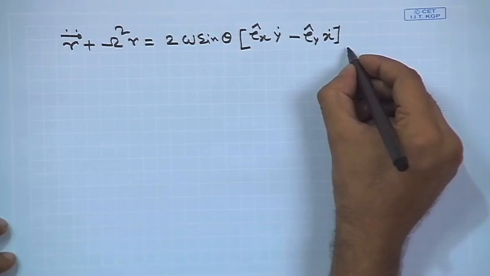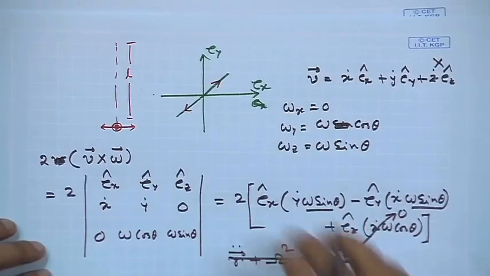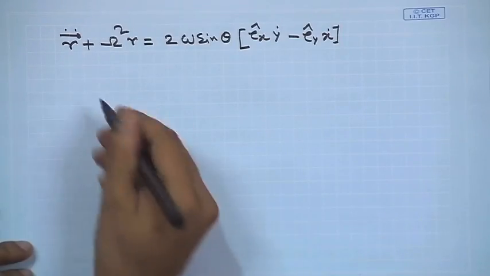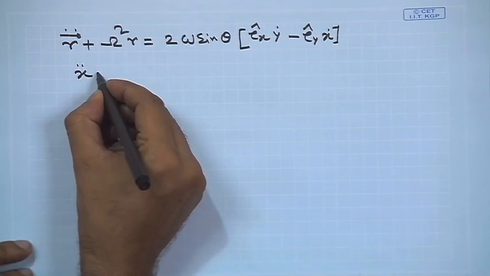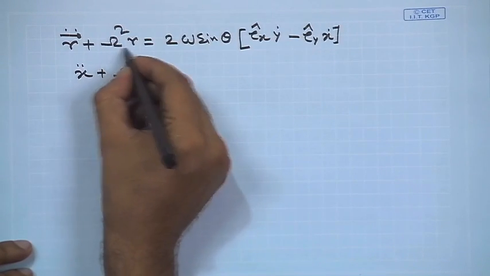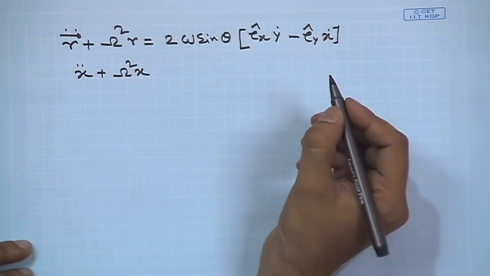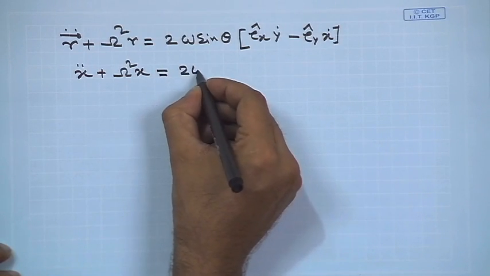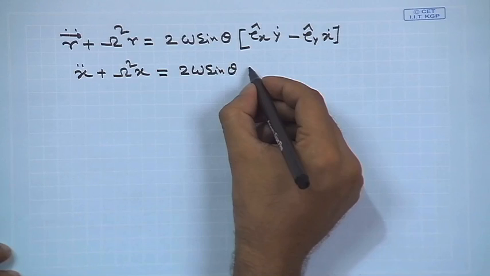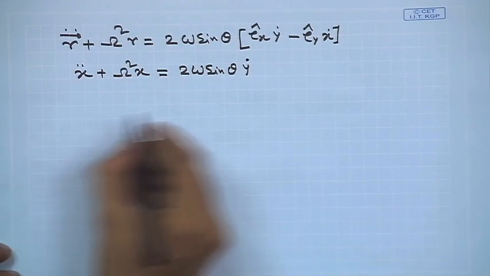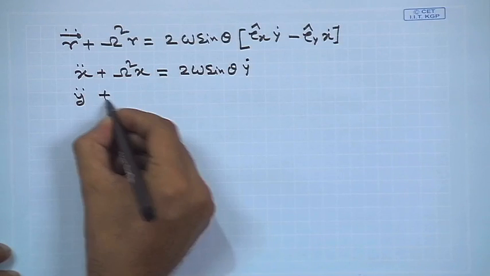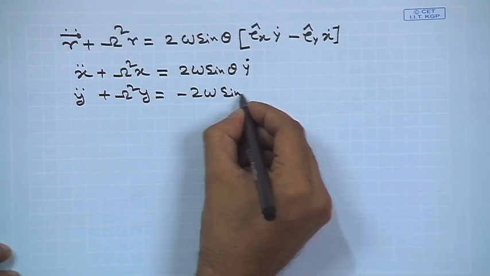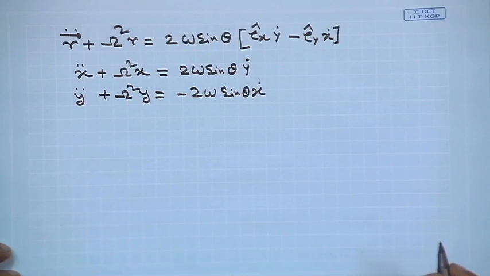Now, what is r? r is a vector which is confined in this xy plane. So, if we resolve this equation in component form, then we immediately see it will be x double dot plus omega square x. By the way, this omega is the frequency, capital omega is the frequency of oscillation of this pendulum. So, it will be 2 omega sin theta y dot, and y double dot plus omega square y is equal to minus 2 omega sin theta x dot, right.